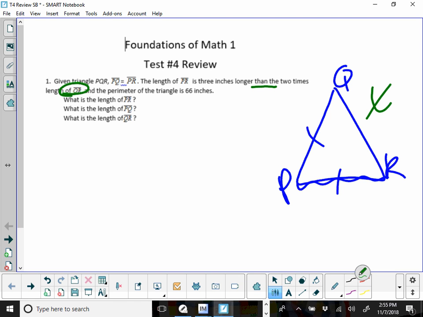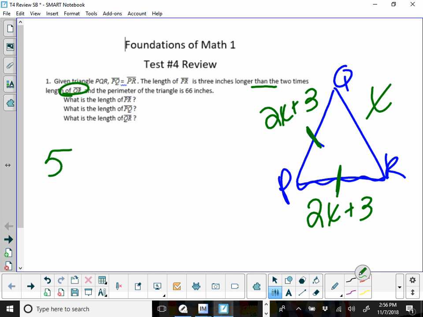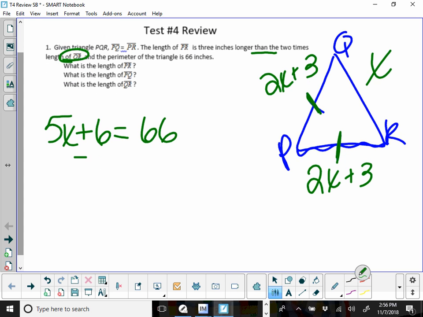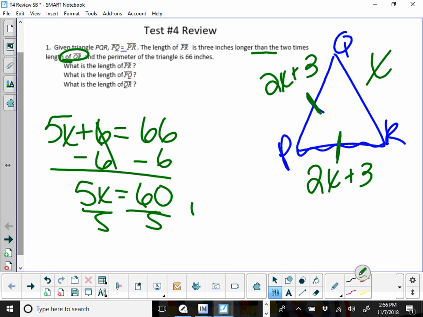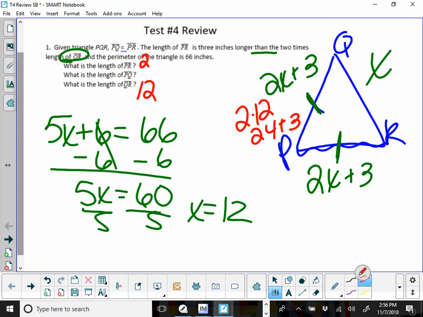And then we just have to figure out what 3 inches longer than 2 times is going to be: 2x plus 3. Since these two sides are the same, this side is also 2x plus 3. So when you add up all your sides, you're going to get 5x plus 6 is equal to 66. And then we're going to solve from there. Two-step equation. And x should have equaled 12. Being x is only QR, so that's our last one down here. Then we have to do 2 times 12, which is 24, plus 3 should be 27 for the other two sides.